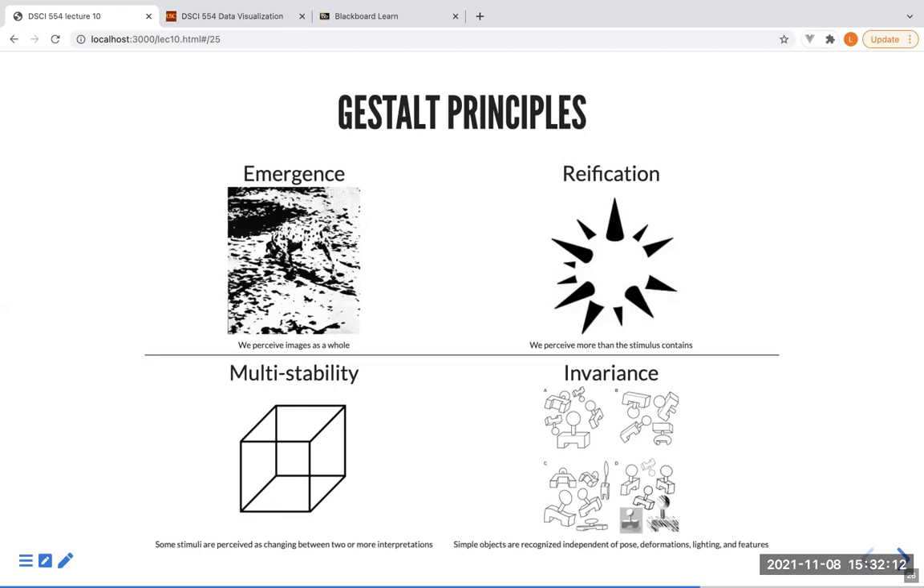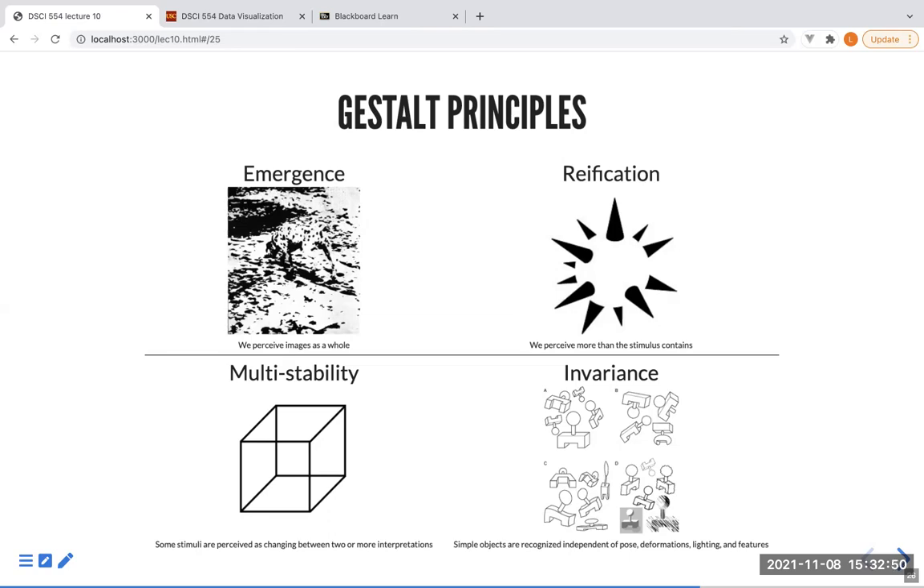The following one is the multi-stability, that some stimuli are perceived as changing between two or more interpretations. So these two, and also the last one, the invariance, we see things and we understand them independent of the orientation. These three have to do with what we have discussed in terms of 3D, right? We perceive information in 3 dimensions, and therefore these cones here are not just floating in here, they must be supported by some object, so we see the sphere that is there.